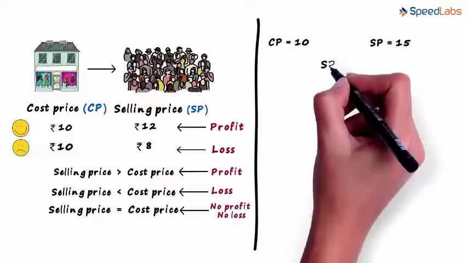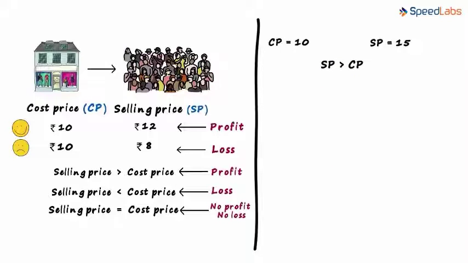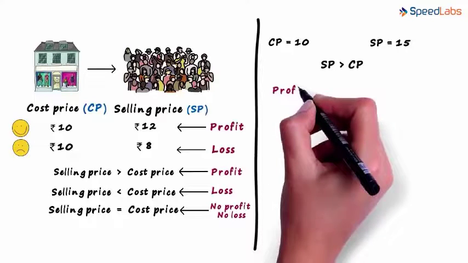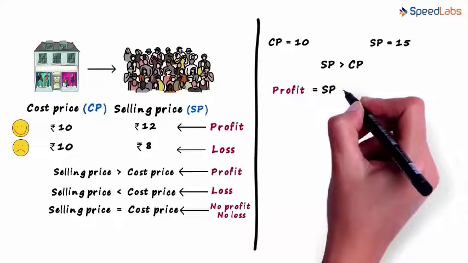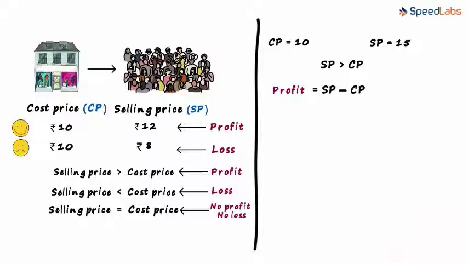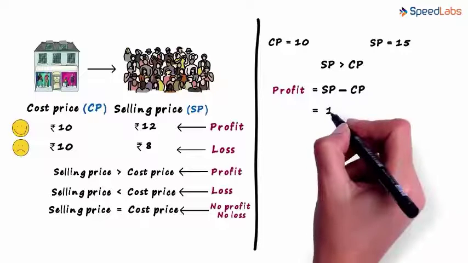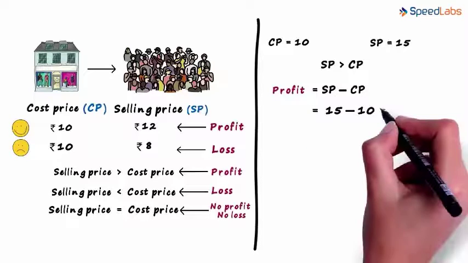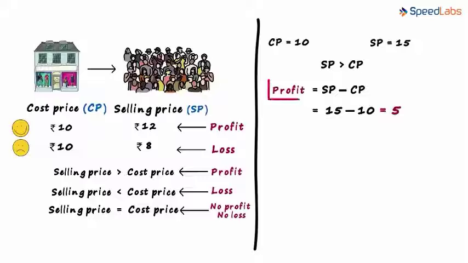Since the selling price is greater than the cost price, we can say that it is a profit. And what is the profit equal to? The profit is equal to selling price minus the cost price. That is 15 minus 10, which equals 5. A profit of 5 rupees means that the product was sold at 5 rupees higher than the cost price.